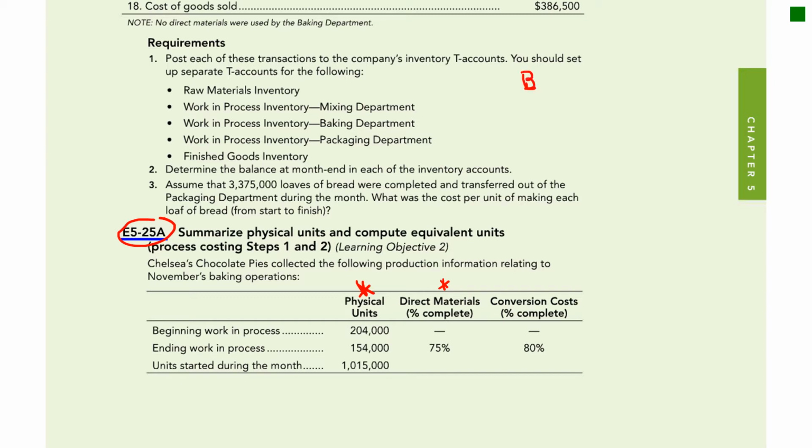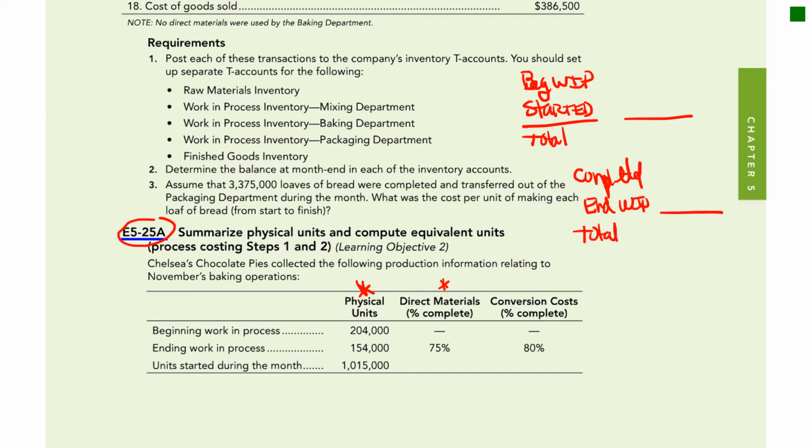So I'm going to write this way up here at the top. Let's assume you've got beginning work in process, and you also would add in units started. We know that that equals your total physical. Then the next step would be to take your completed and transferred out and add that to your ending work in process. We also know that that equals your total physical. So if I plug in what we know, 204,000 units for beginning WIP. We know that they started 1,015,000, so they told you exactly what they started. So that's 1,219,000 total physical units.